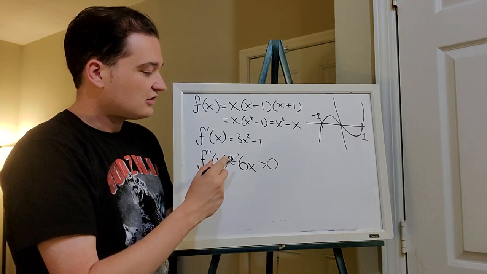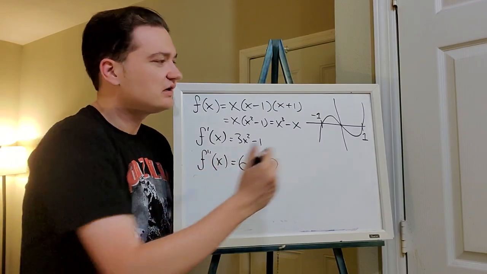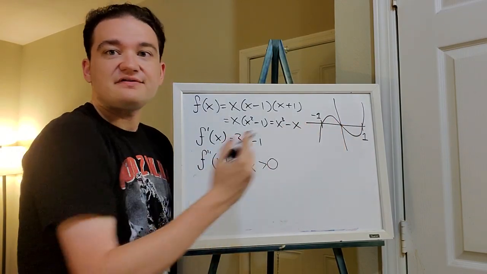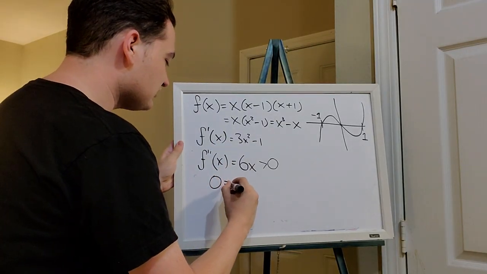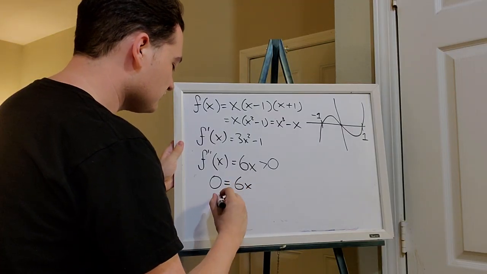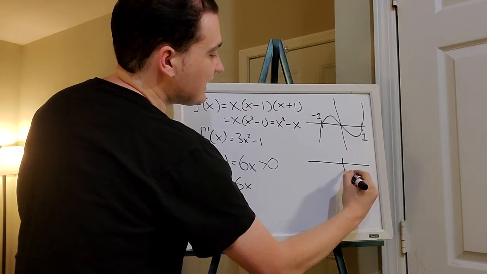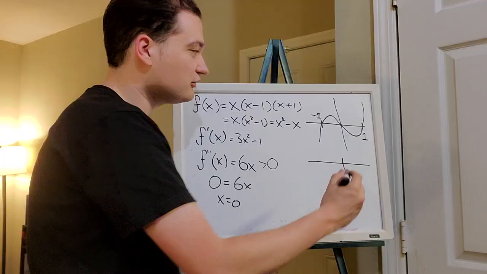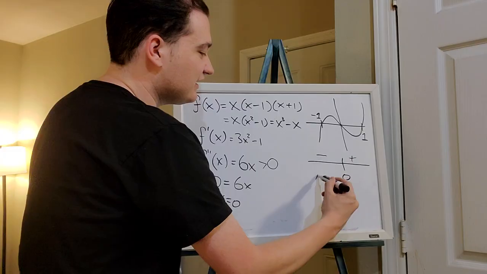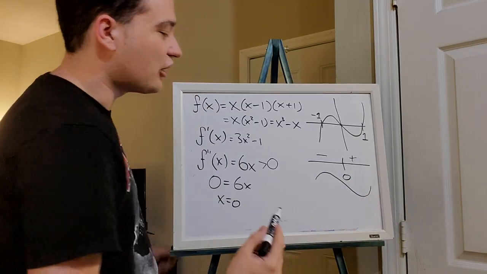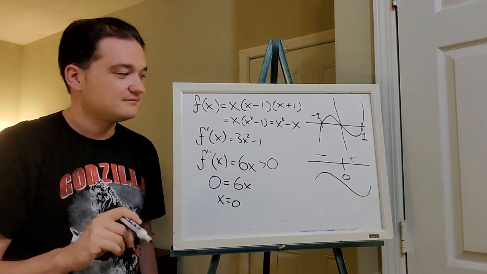Where is our second derivative less than 0? Where is our function concave down? Well, that's for all the negative values of x. So we can set our second derivative equal to 0, x equals 0, and then if we look at the points on either side of 0, we're concave up over here, we're concave down over here. x equals 0 is where the concavity changes. That's an inflection point.